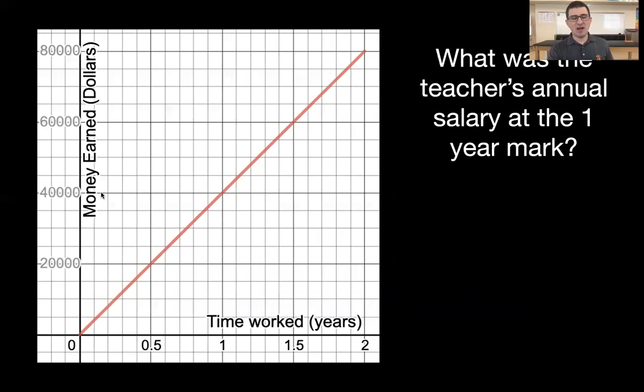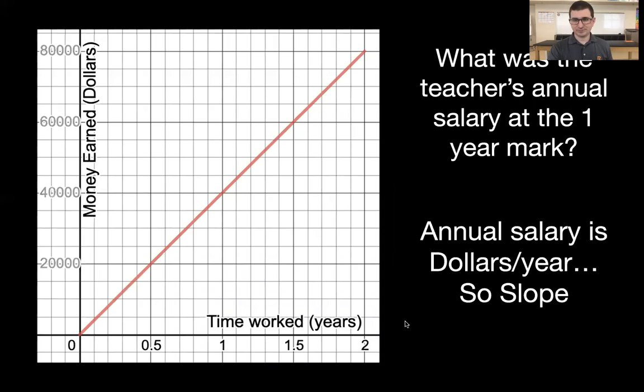Here we have a graph of the amount of money that a teacher earned on the job and the number of years that the teacher has worked. Annual salary, in case you didn't know, is dollars per year. Dollars per year, which is dollars divided by year, should make us think of rise over run. So when we see something that's dollars per year, we should think rise over run.